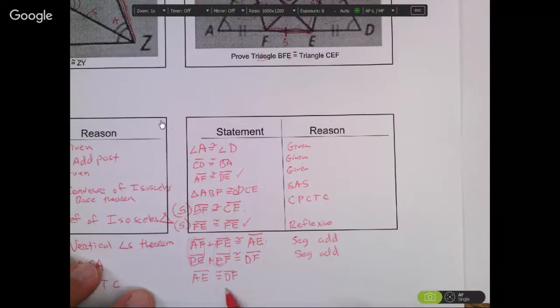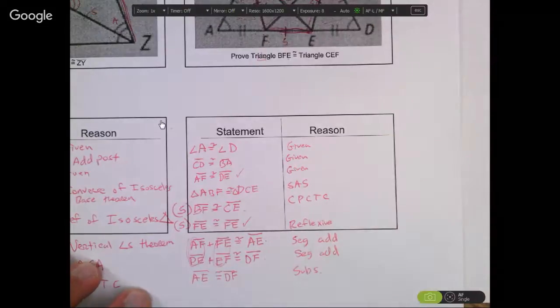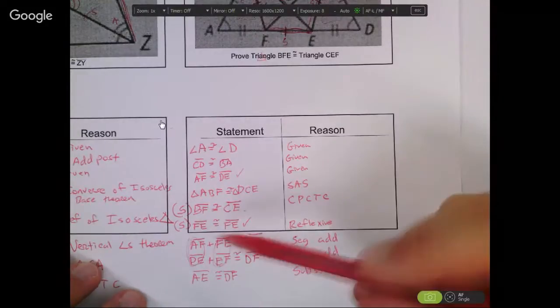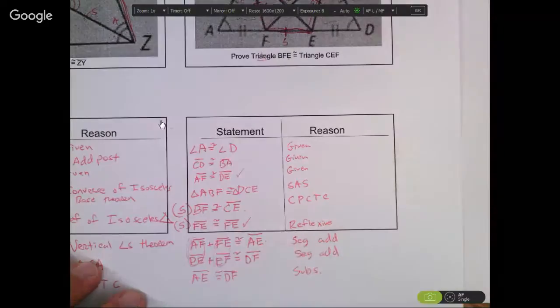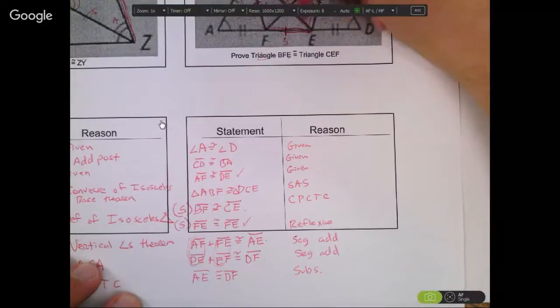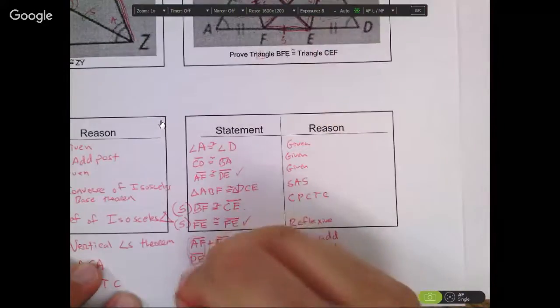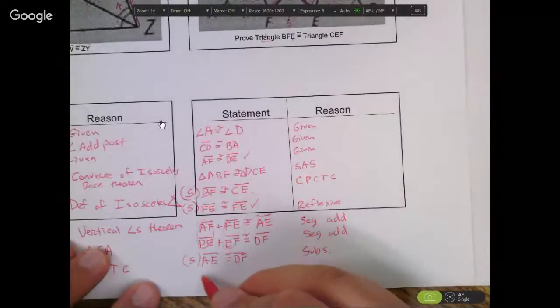What rule says that we can do that? Substitution. Substitution addition. Okay? Because basically we substituted these parts for each other to say that they're equal. And because of that, this is congruent to this. That's our third side. So then we can say that the whole triangle is congruent by side angle side.